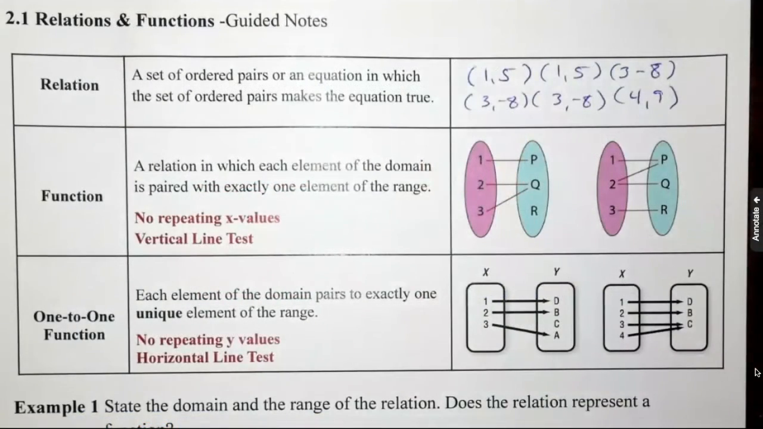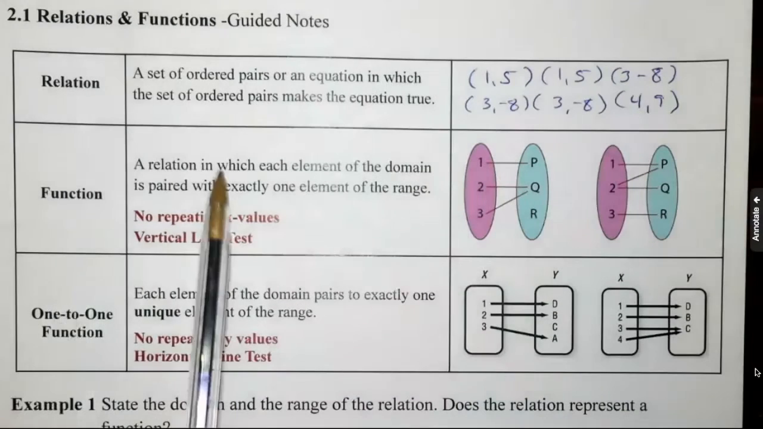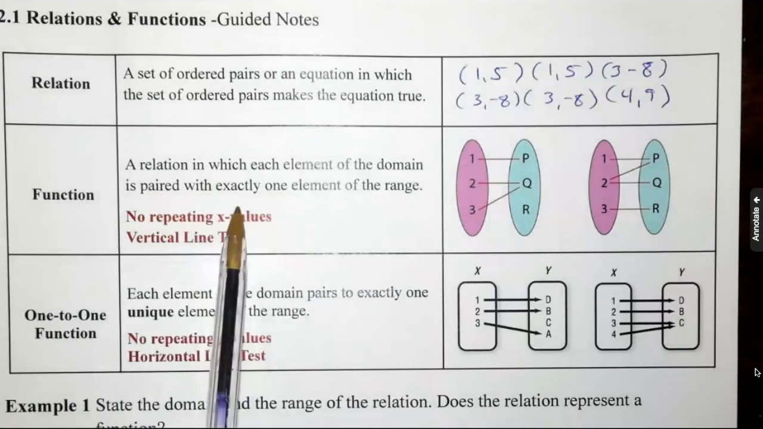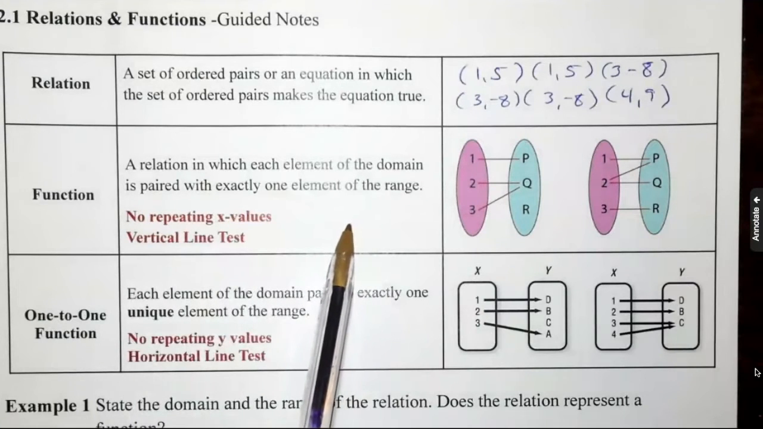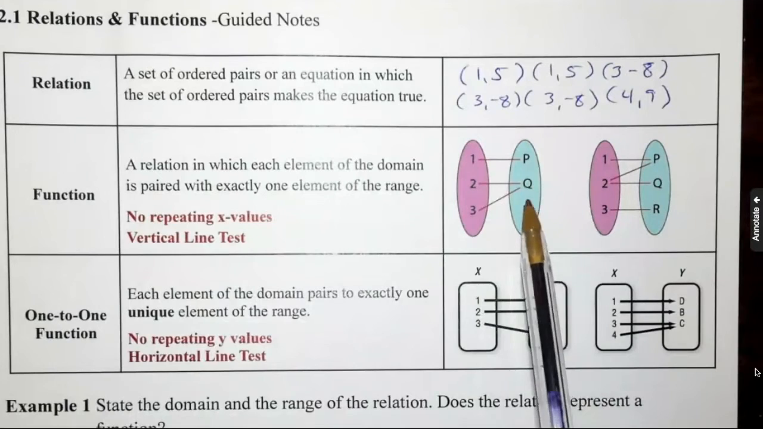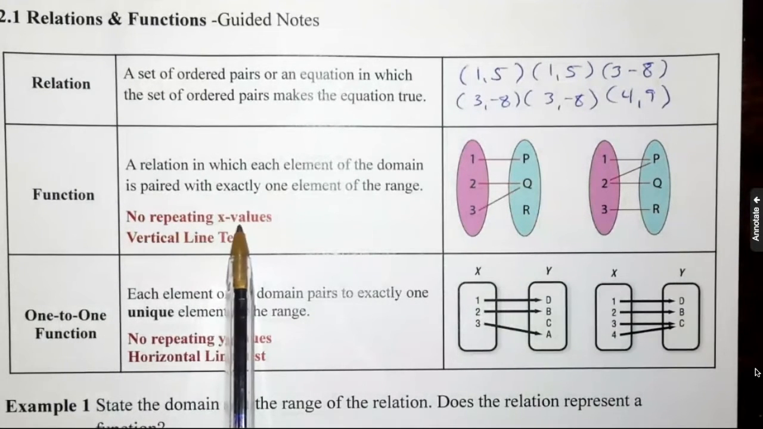It could be an equation. It could be a table of values. It's just a relation. It's showing the relationship between x and y. Function: a relation in which each element of the domain is paired with exactly one element of the range. We see that 1 is being paired with P, 2 is being paired with Q, and 3 is also being paired with Q. To be a function, you need to make sure there's no repeating x values.